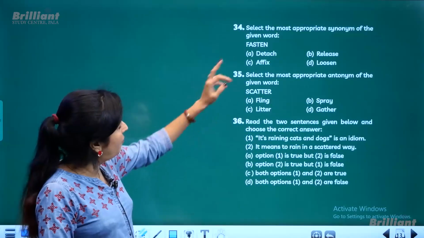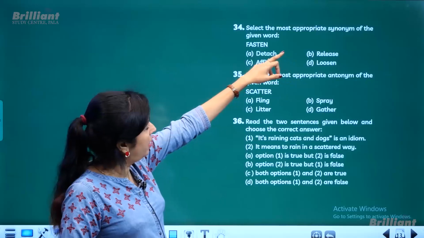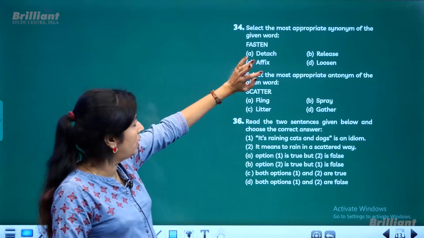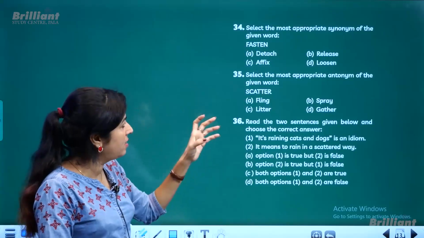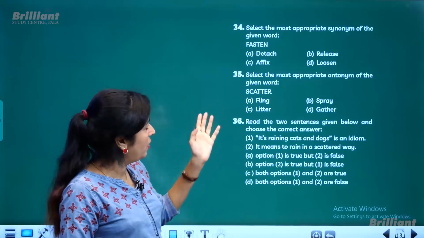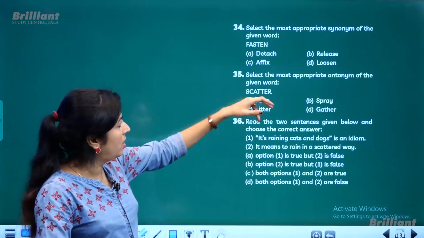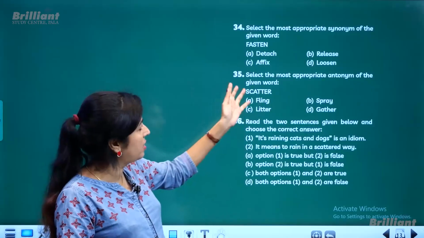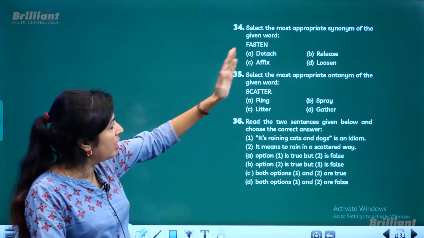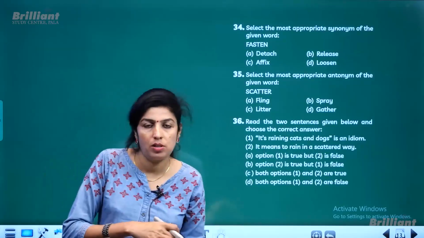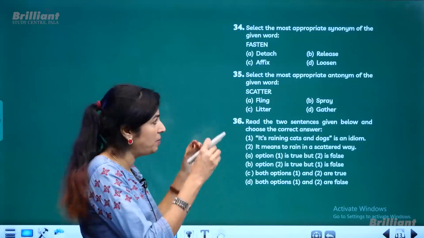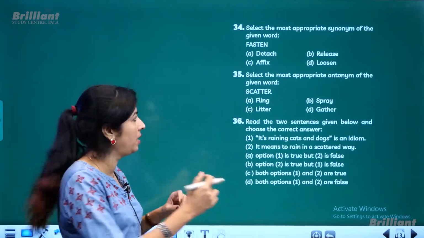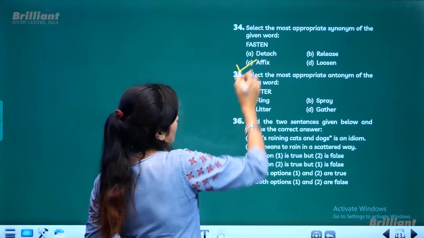The next is find out another synonym for the word fasten. Fasten. Fasten means, is it a detach? Okay, detach means to detach, release, you know the meanings of these words, right? Affix, loosen. So detach, release, loosen, these are opposite to the word fasten. Affix means fix something, attach something. That is the synonym. Okay.